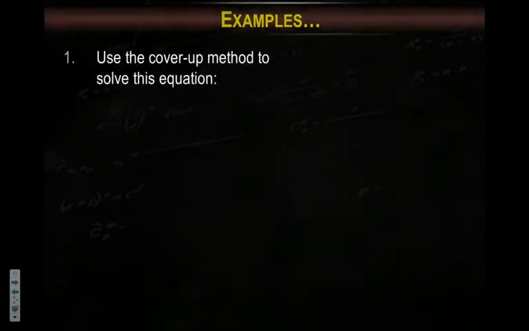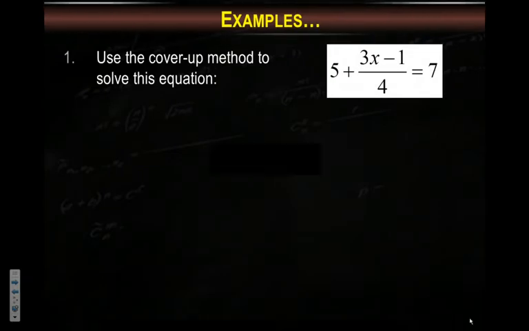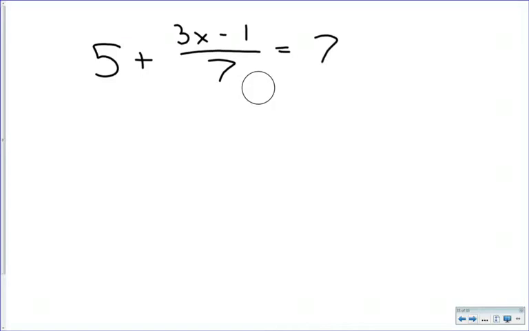Okay. Now, here's the cover-up one I wanted to show you. This is the last example. Okay? So I think I'm going to do this one on the smartboard. 5 plus 3x minus 1 over 4 equals 7. Okay? So let me just try this one on the smartboard. Was it 7? No, I've forgotten what it said. It was 4. Right. Thank you. 7's over here. That's 4.